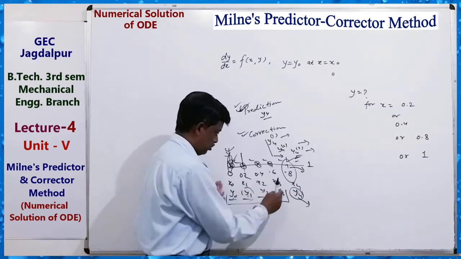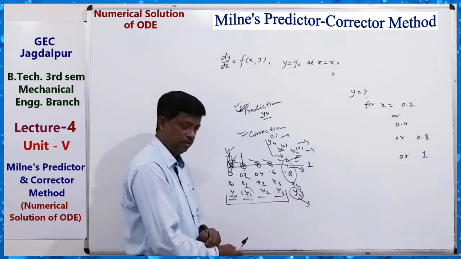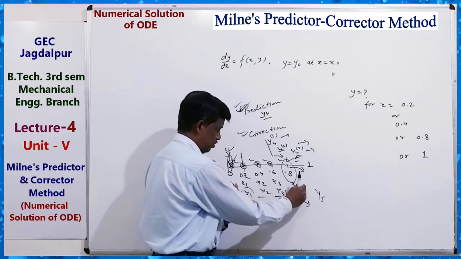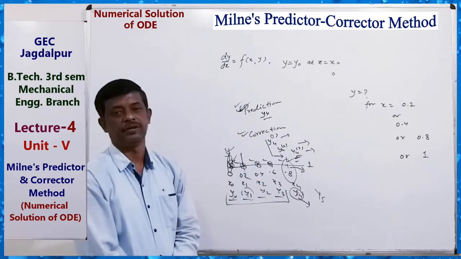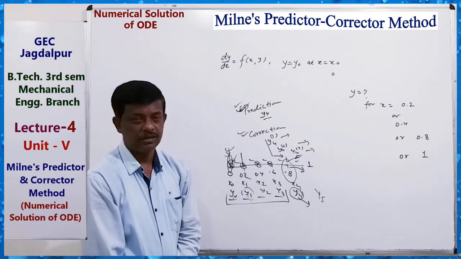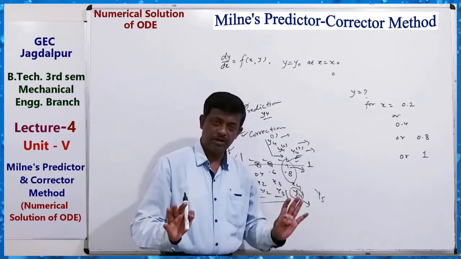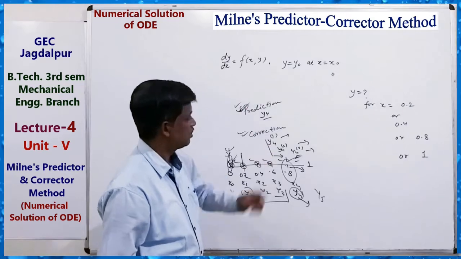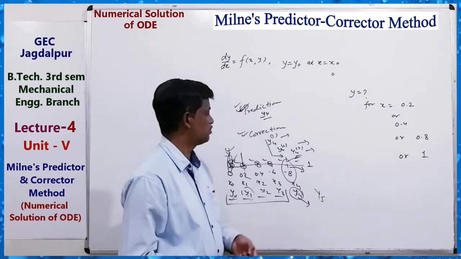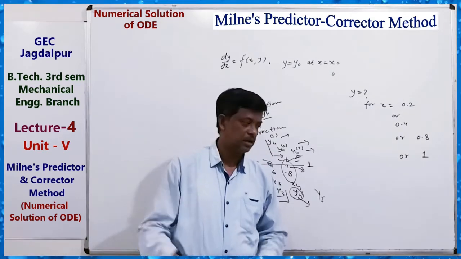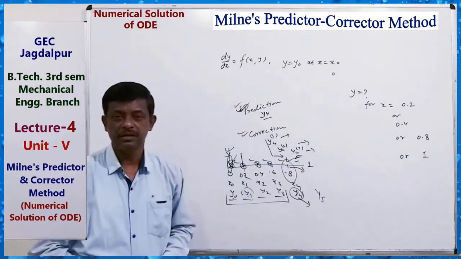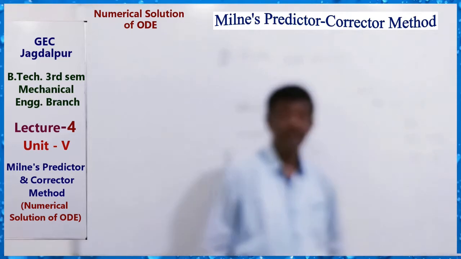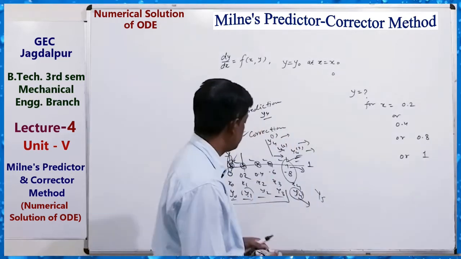For y4, we use these 4 values. For y5, we will use the next 4 values, because 4 values are required for this formula. So 4 prior values are required for predicting the next value of y in the prediction and correction formulas. Prediction and correction formulas are given by Milne, and also by the Adams-Bashforth method. Today I will discuss Milne's prediction and correction formula.